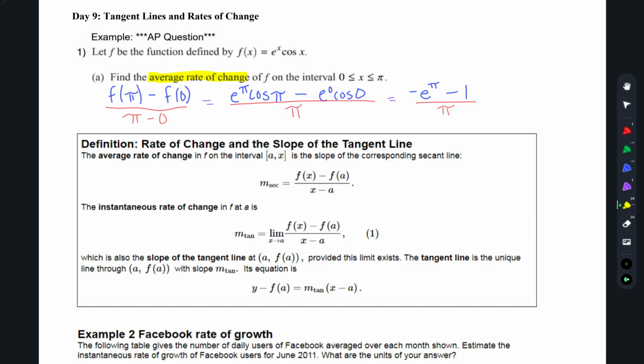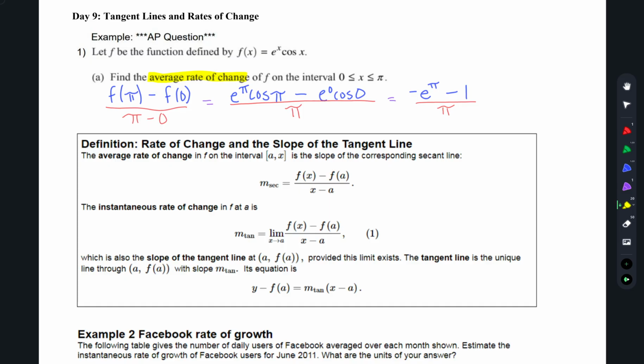So distance over time is usually the vibe for it, but this is some rando function that they decided to use. So e to the pi, it's like what? So you just are like, okay, that stays. Cosine of pi is -1. They're going to be sass. They love cosine of pi. So I've seen that a lot. And then minus, and then e to the 0 is 1. Right? Not 0. I've seen that before. And cosine of 0 is 1. So that's where the -1 comes from, because you're literally getting 1 times 1. And then that's your answer.